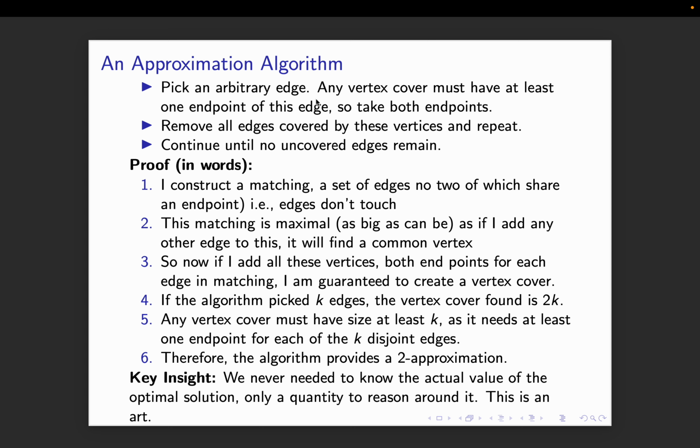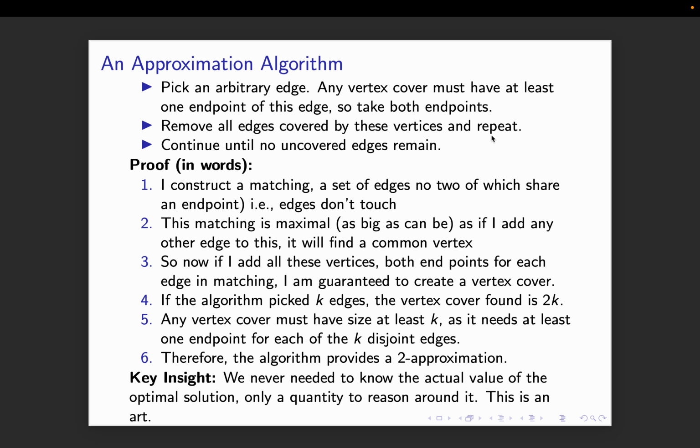Pick an arbitrary edge. So any vertex cover, if I have one edge, let's say I pick any arbitrary edge A. So any vertex cover must have at least one endpoint of this edge, right? Because if neither of those endpoints were there, then this edge is not covered. This edge is not lit up by any lighthouse, so it is not a vertex cover. So one of these 2 vertices must be there in a vertex cover. So let's take both endpoints for now. Remove all the edges covered by these vertices and then repeat.